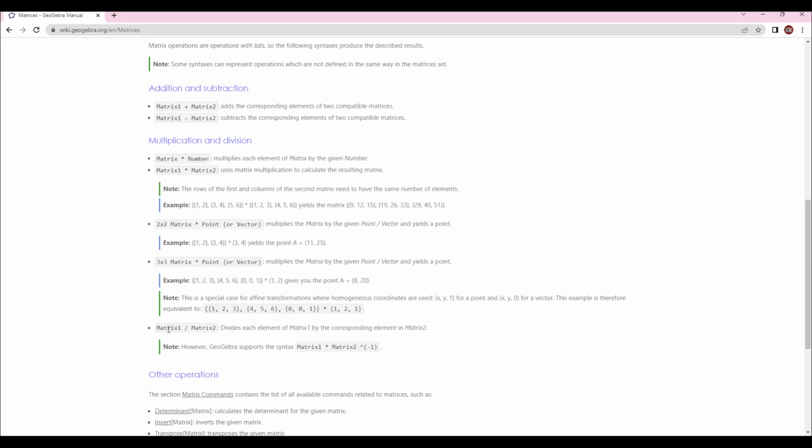Later we will also learn they also have matrix division, which is a little bit different. So they have defined what they mean by this. We haven't studied that yet, but then we will also hopefully study matrix inverses. Okay, so let us now go to GeoGebra to see if we can do it here.